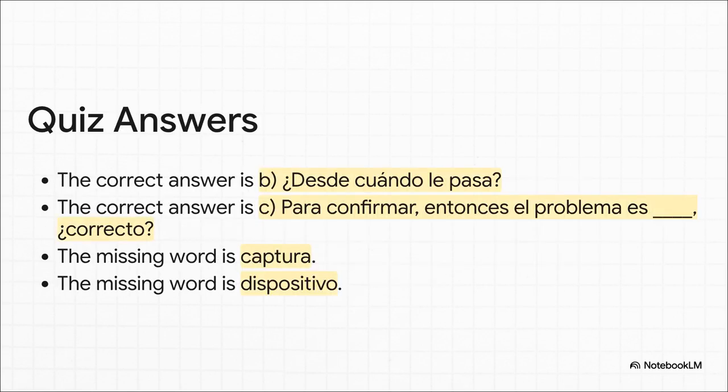Okay, let's see how you did. For number 1, the answer is, of course, B, desde cuándo le pasa. For number 2, our crucial summary phrase, it's sí. Para confirmar, entonces el problema es, ¿correcto? The missing word in number 3 is captura, for screenshot. And in number 4, it's dispositivo, for device.